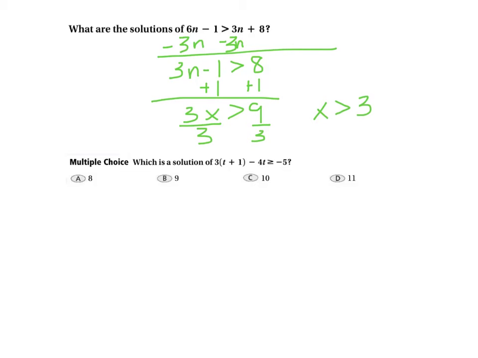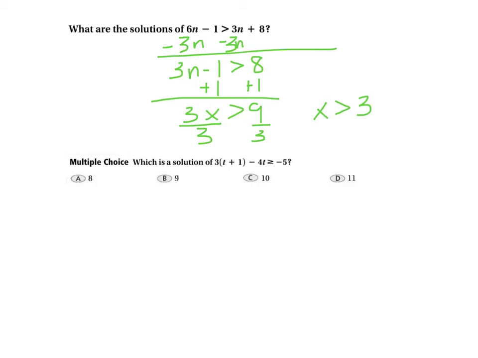Now, if you follow my rule of always starting with the smaller value of the variable, you will rarely have to worry about flipping a symbol when you're solving a multi-step inequality. So it's important for you to remember that I taught you that for a reason. I'm trying to keep you from sign errors and sign mistakes. Let's do the next one.